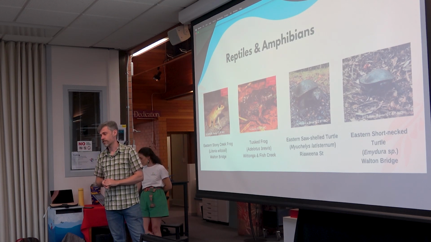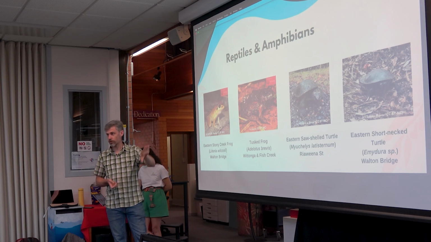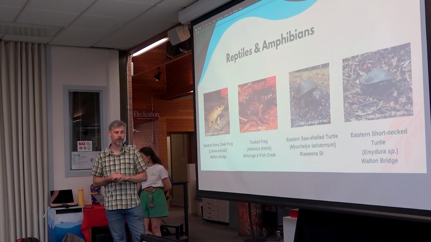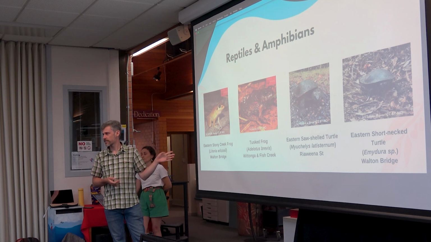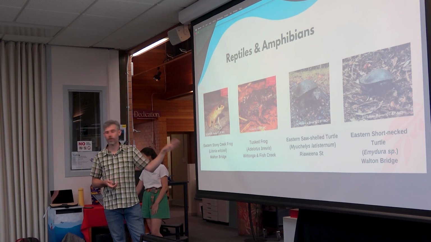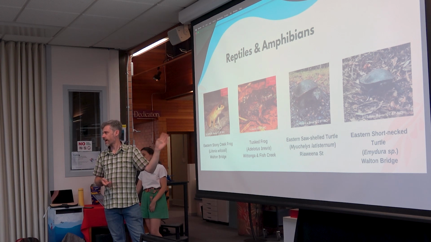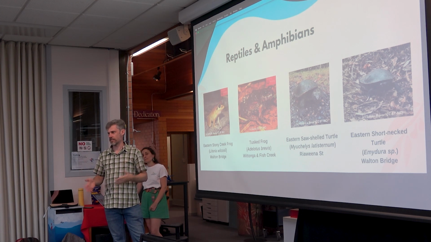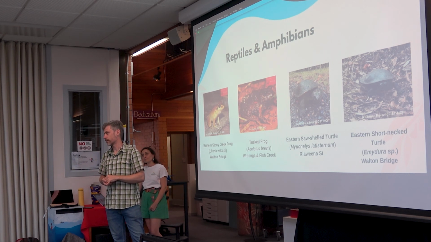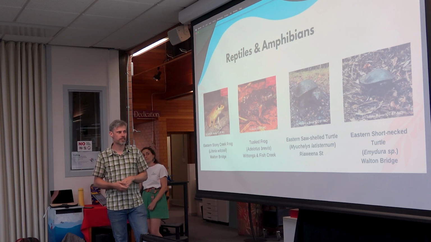When we look into the reptiles and amphibians, this is all that we detected that's native. So we have the eastern stony creek frog. That was just turned up at Walton Bridge. This is native to the area. It's good to see that it's still here. Although it's not endangered, it has been assessed, which suggests that there are concerns for it. And we know that nationally their populations are decreasing. So it's still something to keep an eye on as we go.